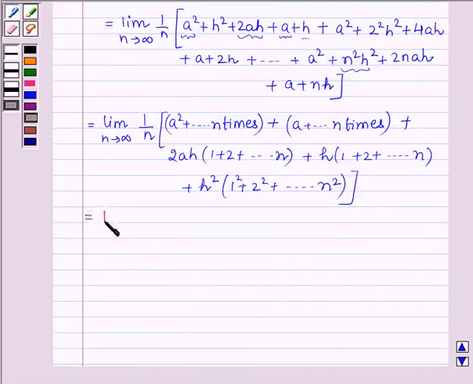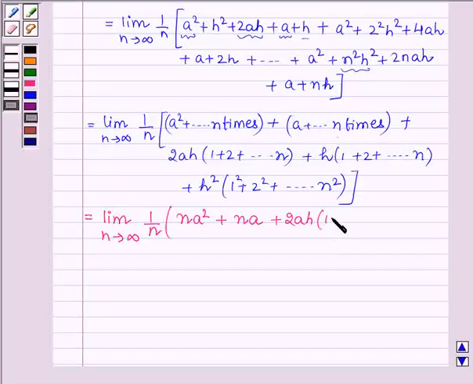This equals limit as n approaches infinity, 1 by n, n times of a square plus n times of a plus 2ah, inside the bracket we have 1 plus 2 plus so on up to n, plus h into 1 plus 2 plus so on up to n, plus h square into 1 square plus 2 square plus so on up to n square.